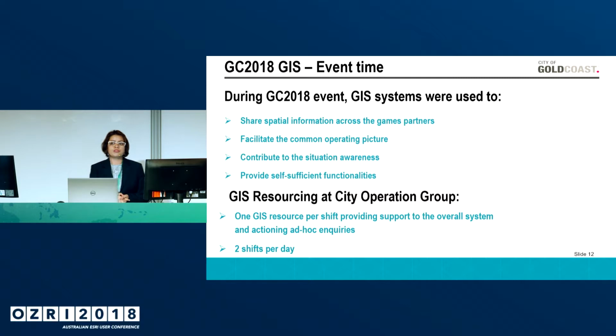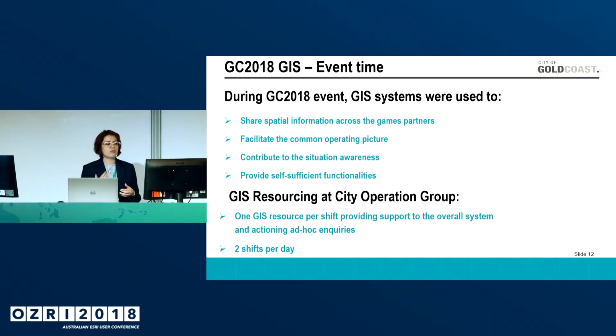So, as I mentioned before, one of the biggest improvements compared to the previous event in terms of using GIS in delivering the Commonwealth Games was using GIS during operational time. So we used GIS to share spatial data across the Games partners and facilitate the common operating picture. So basically all the operation centers had the same overview of what is happening and all the activities during the Games. And by accessing all the live information, we were able to contribute to situational awareness.